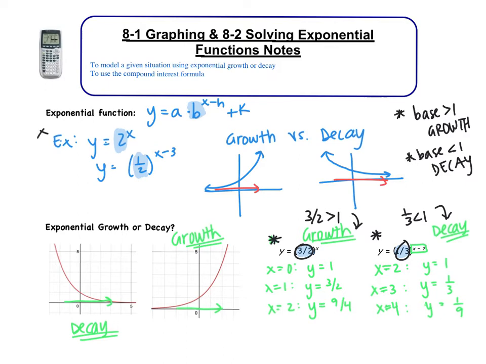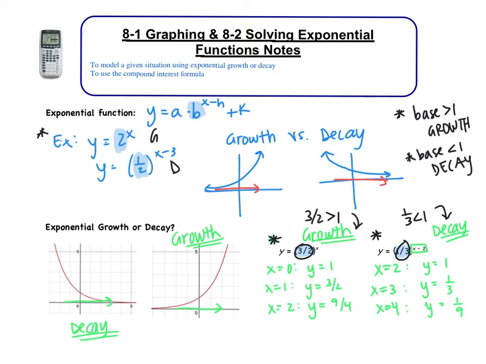So in the initial examples that we wrote, 2 to the x, if I'm multiplying by 2 every time, that base is bigger than 1, so this would be growth. 1/2 though, multiplying by 1/2 every time, things are going to be getting smaller. That base is less than 1, so this is decay.